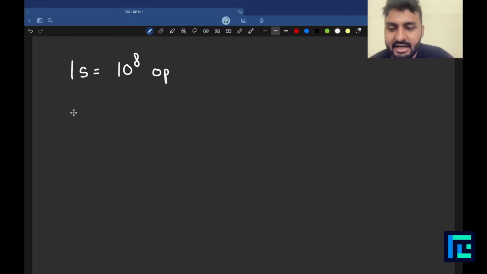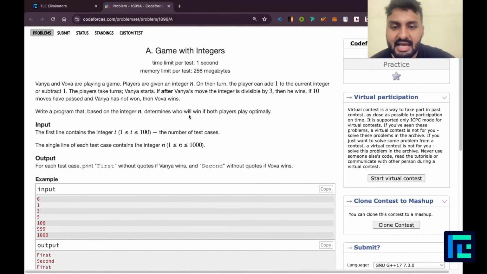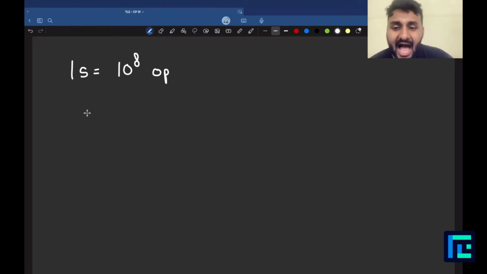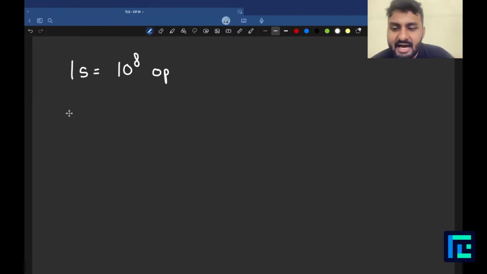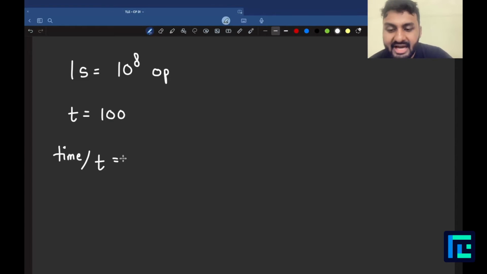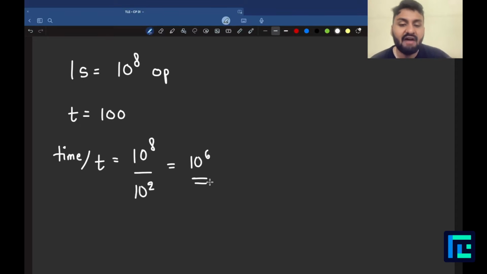So now I can say that if I have 1 second as 10 power 8 operations, and I know that I have been given a total of, you can say 100 test cases over here, correct? So I'll say that if I have been given a total of 100 test cases, then the time allowed per test case for you to run would be 10 power 8 upon 10 power 2, that's actually the total number of test cases, which gives you 10 power 6. That means for each test case, you have 10 power 6 at most elementary operations you can run.